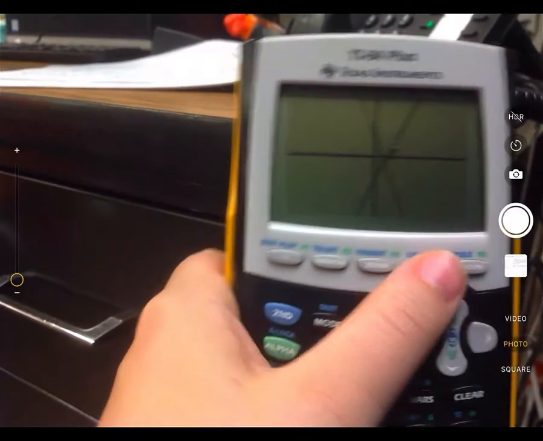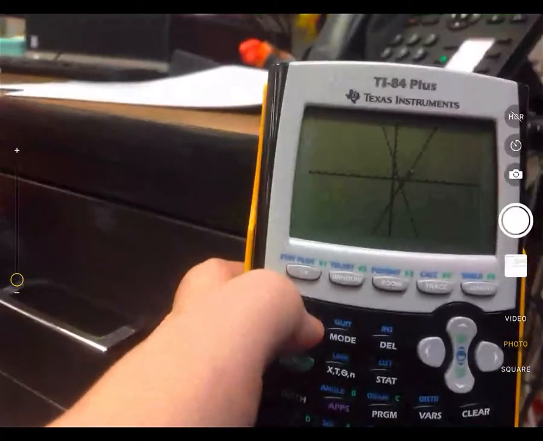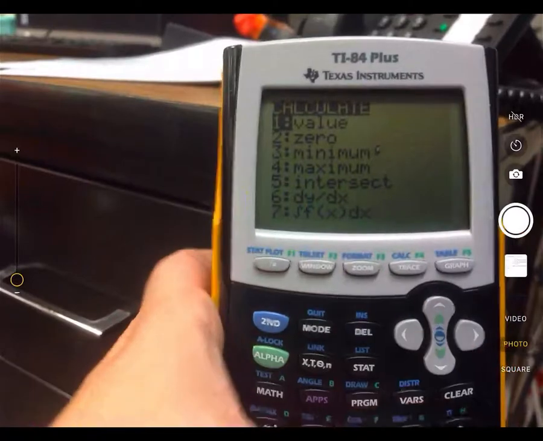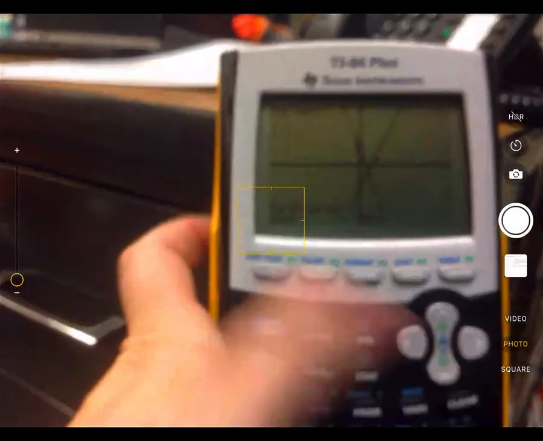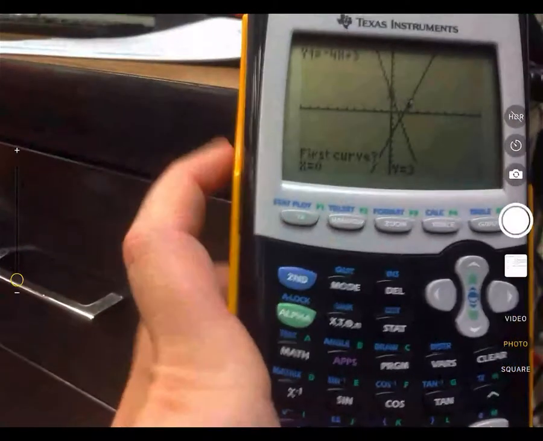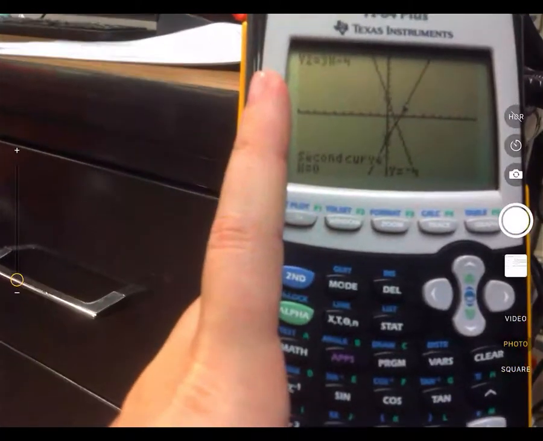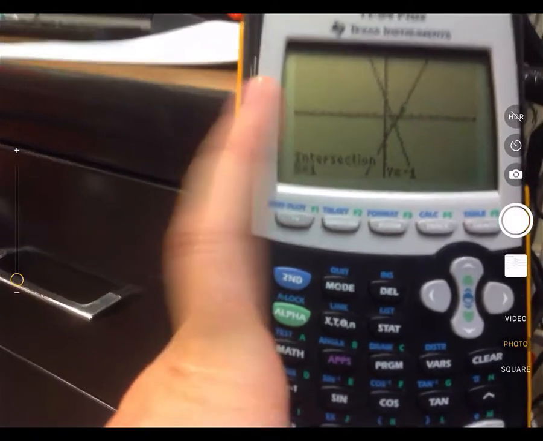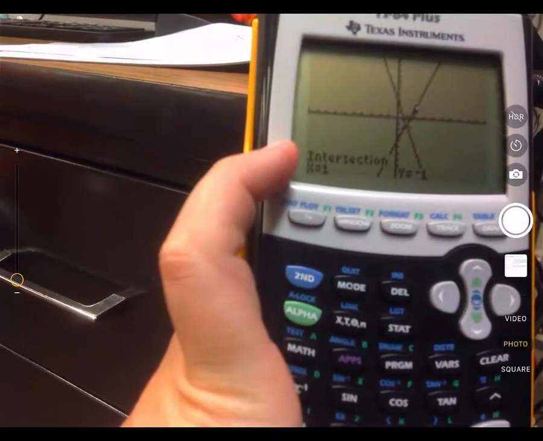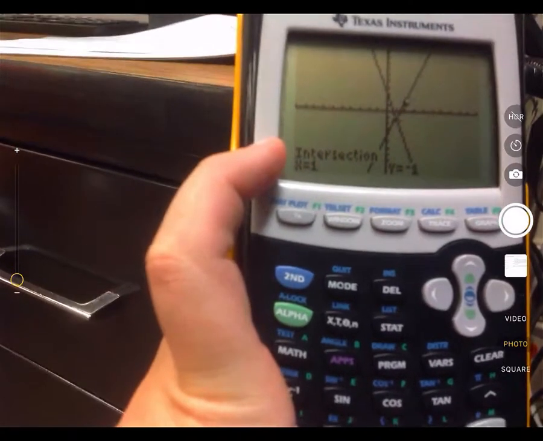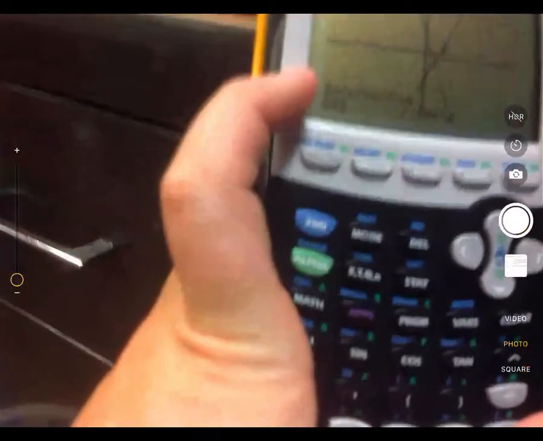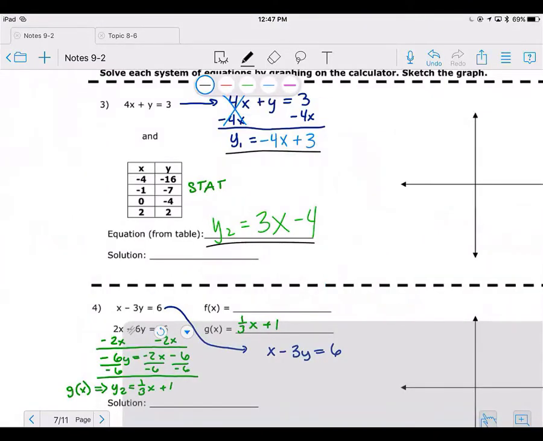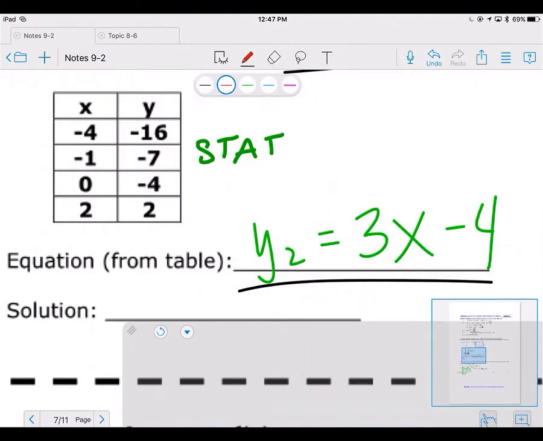This is step 3 up on the top of your paper. So second, trace, 5, enter 3 times. The first time it says first curve, so I click enter. The second time it says second curve, so I hit enter again. When it says guess, I hit enter again. Until you see the word intersection, you need to keep hitting enter. So my intersection is at 1, -1. So that is my solution because that is where those lines cross.